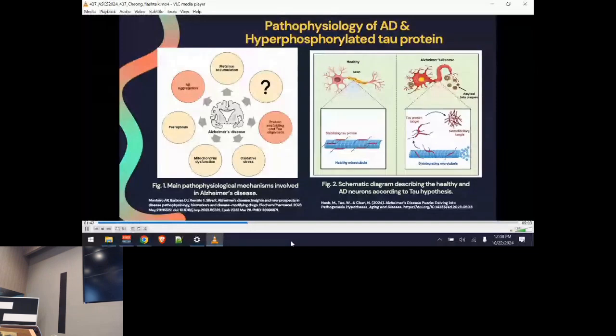Tau protein is important in stabilizing microtubules. The microtubules provide a framework for the transport of molecules within the neurons. So the tau protein is essential for preserving the structure and functionality of the neuron. The tau hypothesis proposes that the accumulation of abnormal tau protein in the brain is the major driver of Alzheimer's disease.